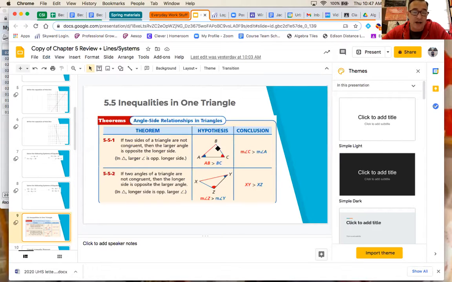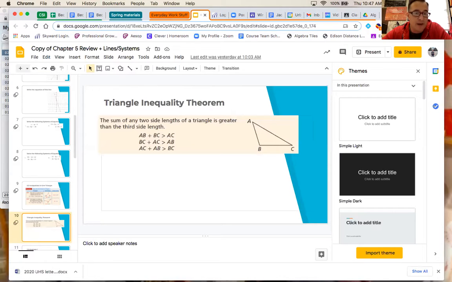If you have three different angles, the three sides will be different, and they will all have the same relationship as the opposite angles. So this one basically says if you've got the sides, you can say this about the angles. This one says if you've got the angles, you can say the same thing about the sides. Okay? So that is the inequalities within one triangle and how we kind of get to that.